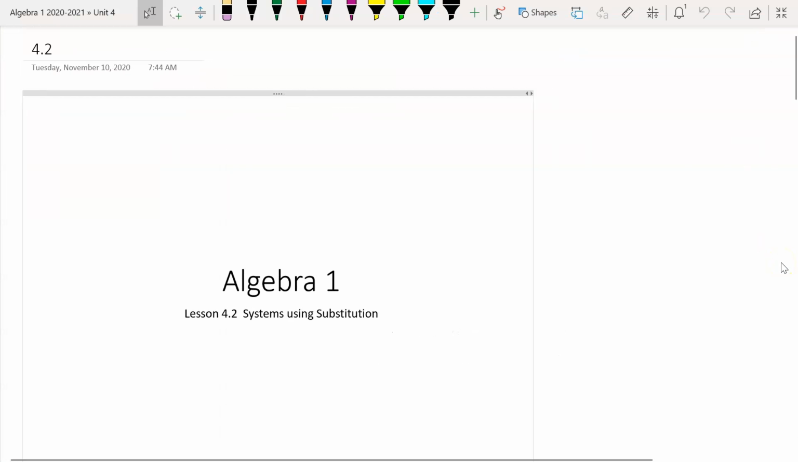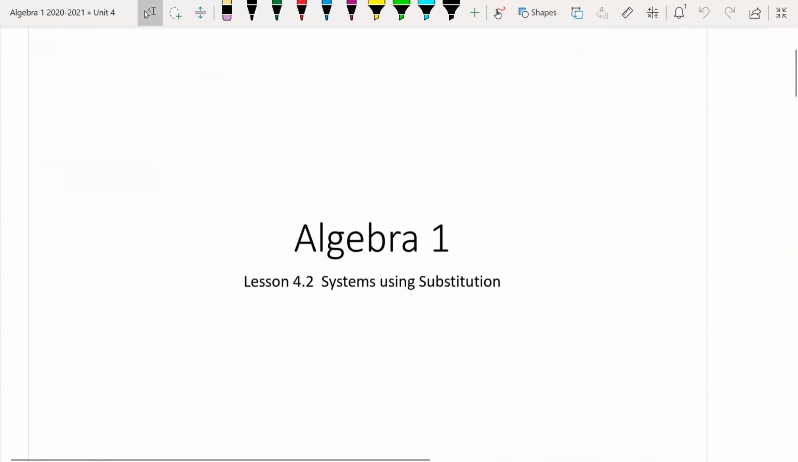Alright guys, so in the last lesson we talked about graphing to solve a system of equations. Well, now we're going to talk about using substitution to solve a system of equations.